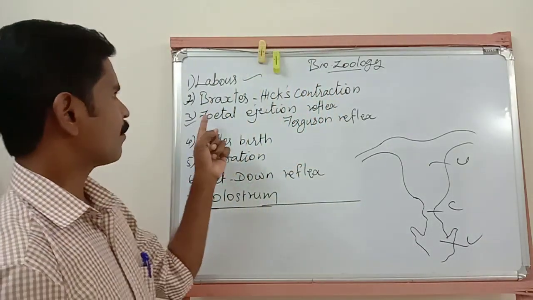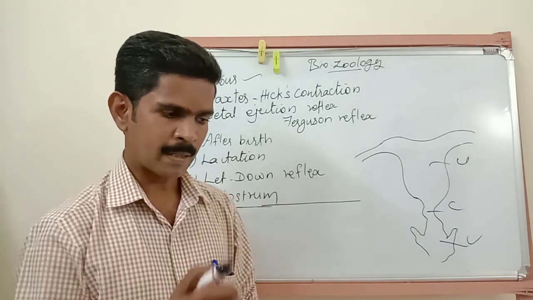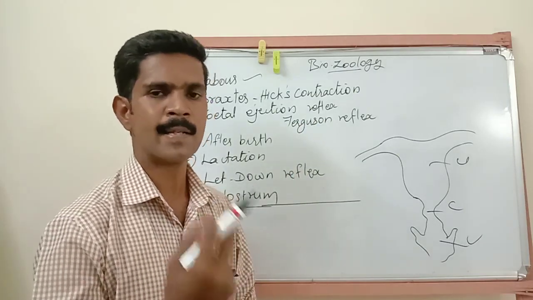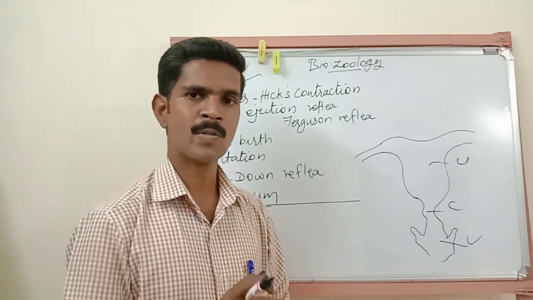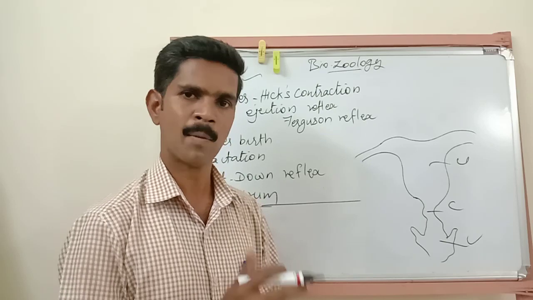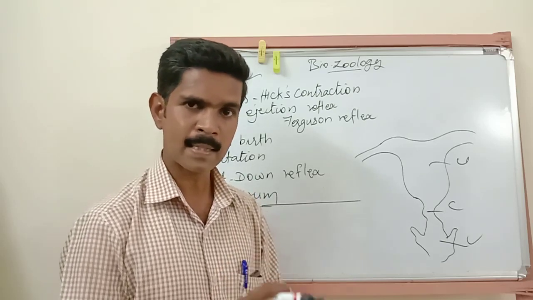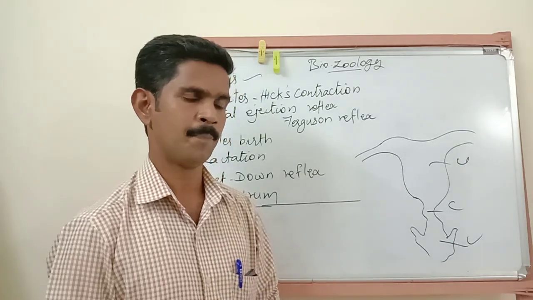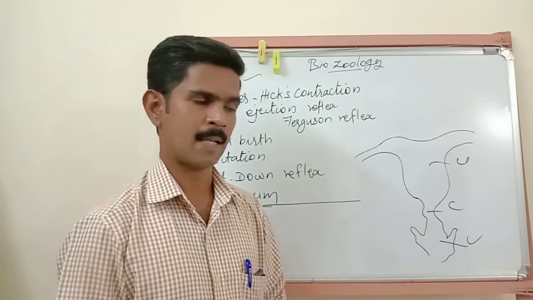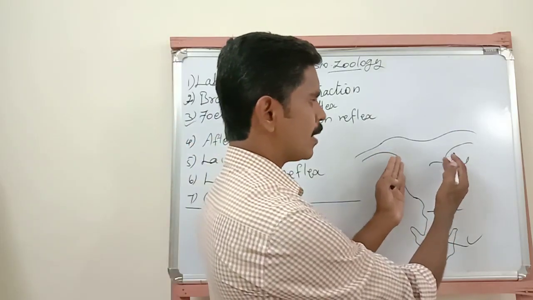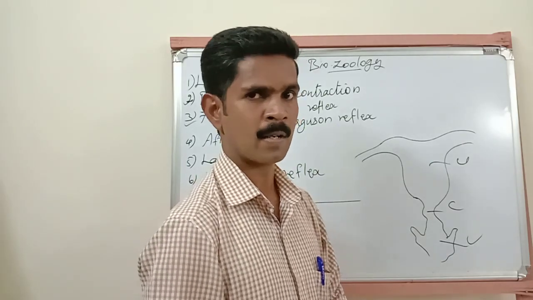See here, the fetal ejection reflex or Ferguson reflex means: when pregnancy continues in the female reproductive system, the amount of estrogen hormone increases. I already told you the amount of estrogen hormone is increased. Because of the increased amount of estrogen hormone, at the end of the pregnancy, the uterus region is involved in strong contraction.